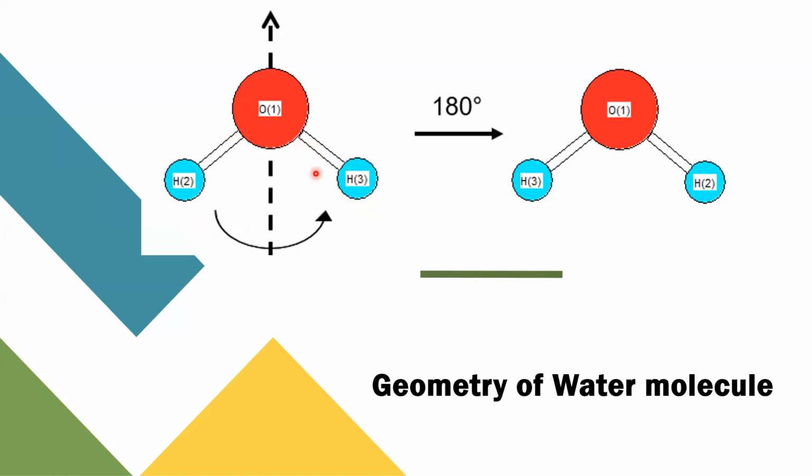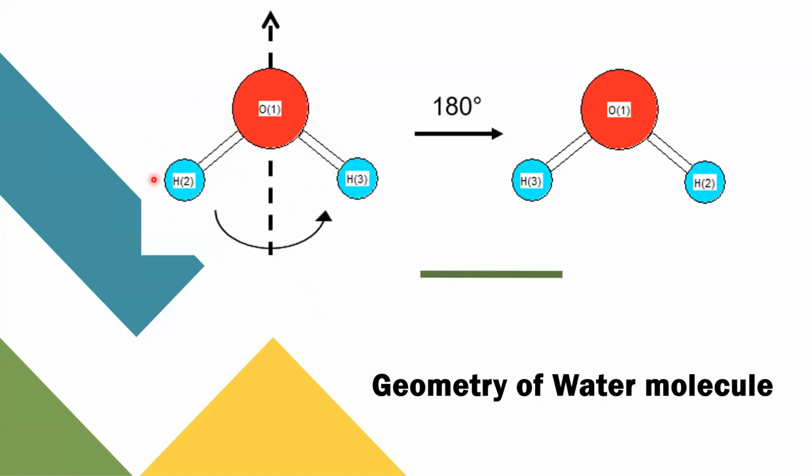And what is the angle of the water molecule? 120? 105. Very good, very good. Okay, right. So here now you see this oxygen in the middle and two hydrogens at the two bonds, right? They are lying at the 105 degree angle.